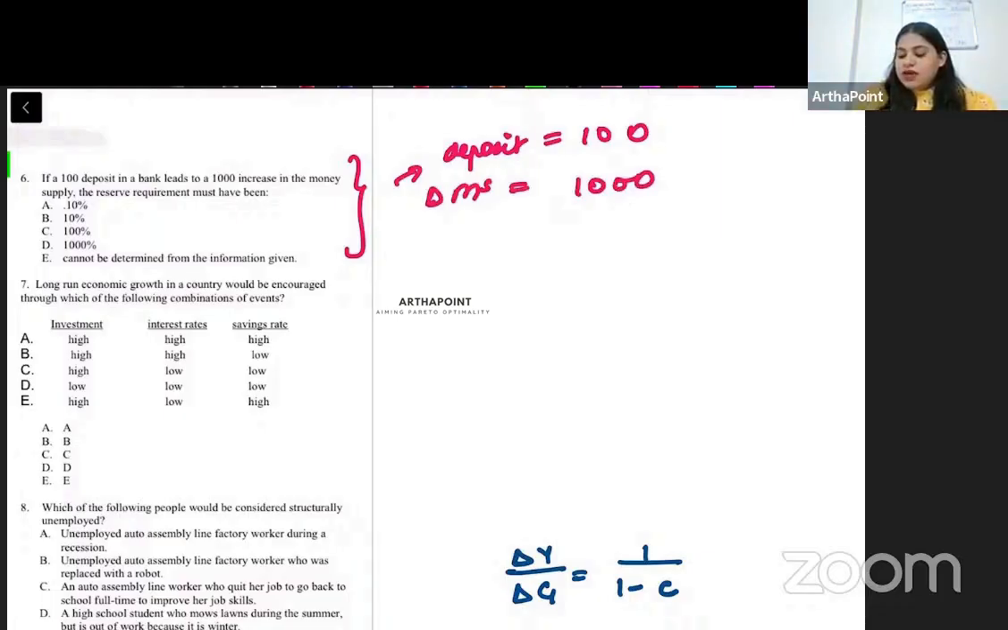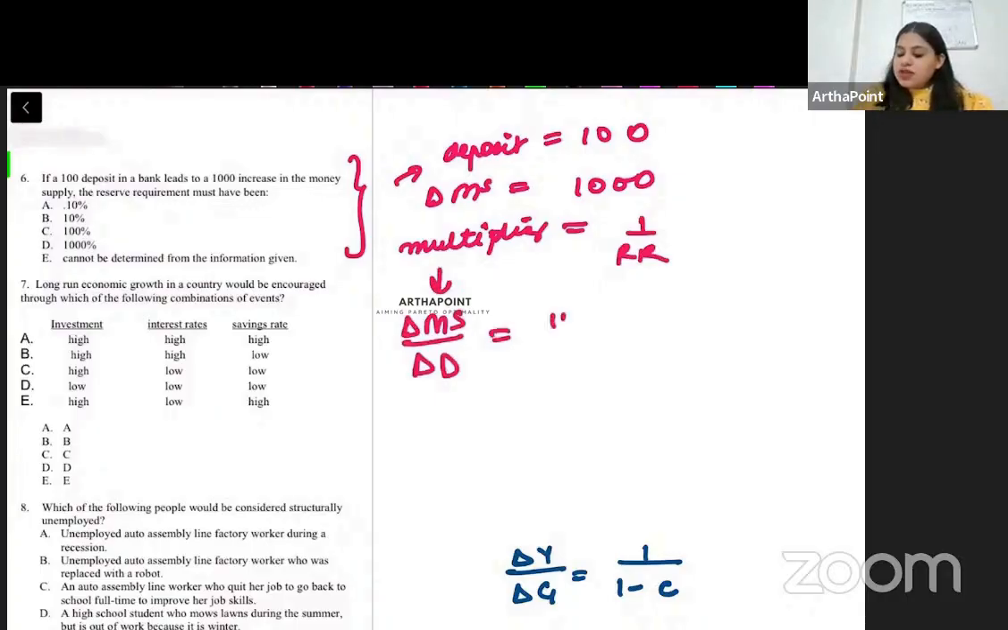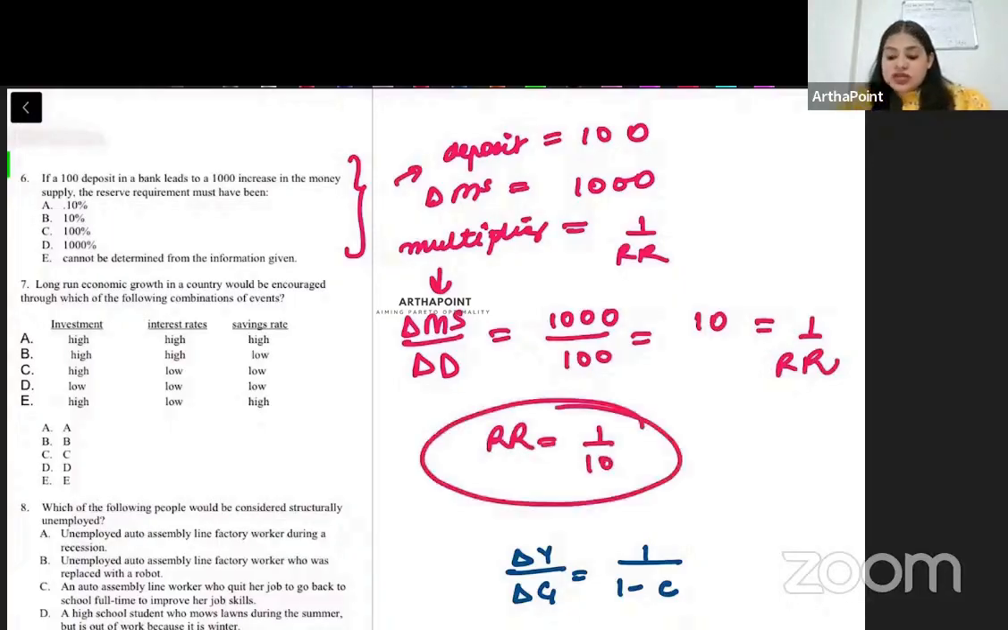We know that the multiplier is 1 by RR, 1 by the reserve ratio. And what is the multiplier? It is how the money supply changes when deposits change. So the money supply is changing by 1,000, deposit by 100. So this is 10, beta. So 1 by RR is 10. So what will be your reserve ratio? 1 by 10. So your reserve ratio will be 1 by 10.